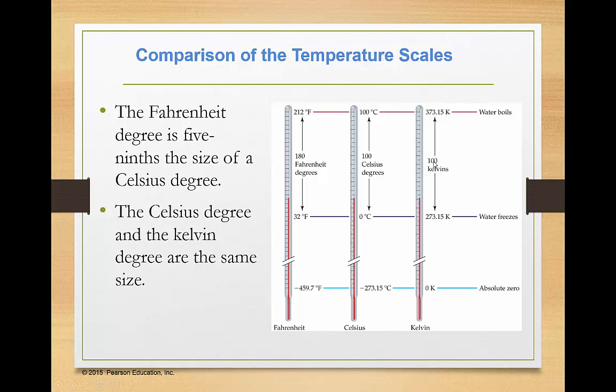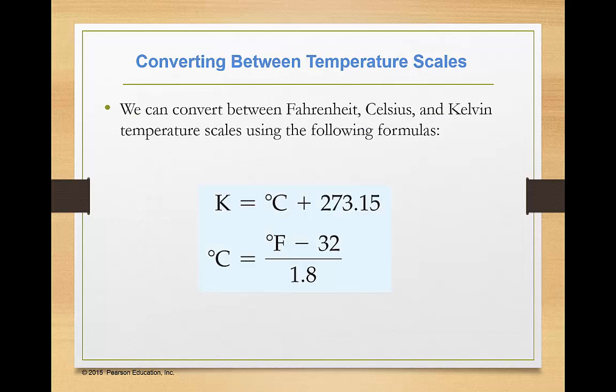Now if we look at Celsius and Kelvin, those track 1 to 1. The only difference is that for Kelvin, the 0 degrees is equivalent to 273, the 100 is equivalent to 373. So that makes conversion between Kelvin and Celsius very easy. Fahrenheit's a little more complicated. So here are the formulas.